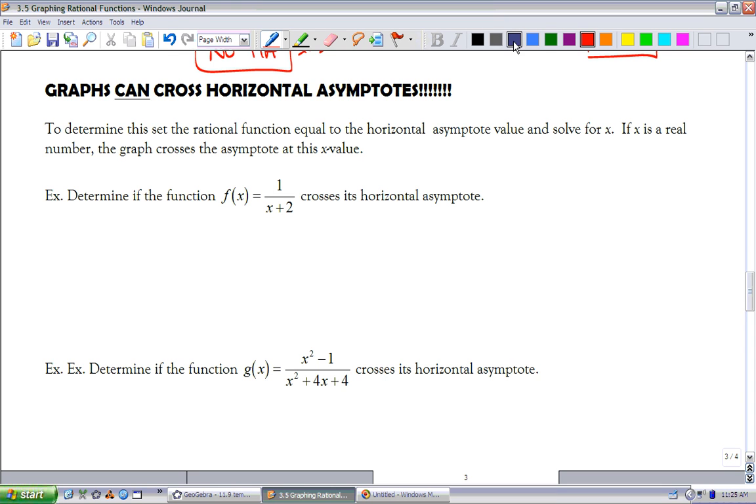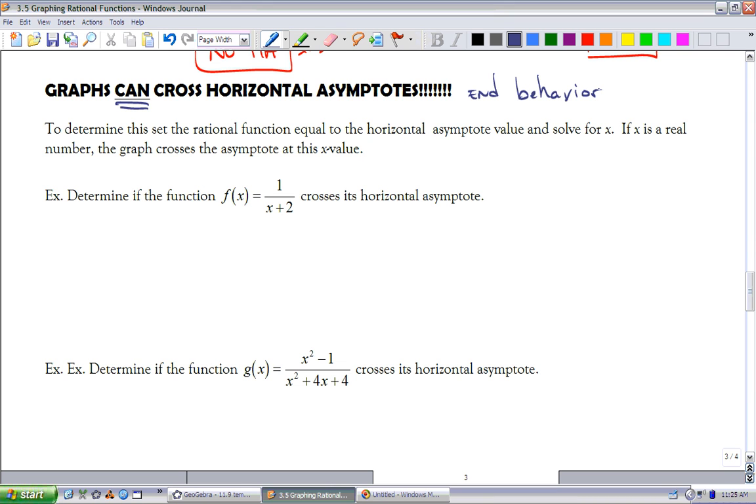One thing that we need to make sure that we understand that distinguishes horizontal asymptotes from verticals is that graphs can cross horizontal asymptotes because they only tell us the end behavior. That's something that you need to make sure that you understand. They only tell us what's happening on the outsides of the graphs. So what's inside in the middle part, it could cross. So here's what we have to do.